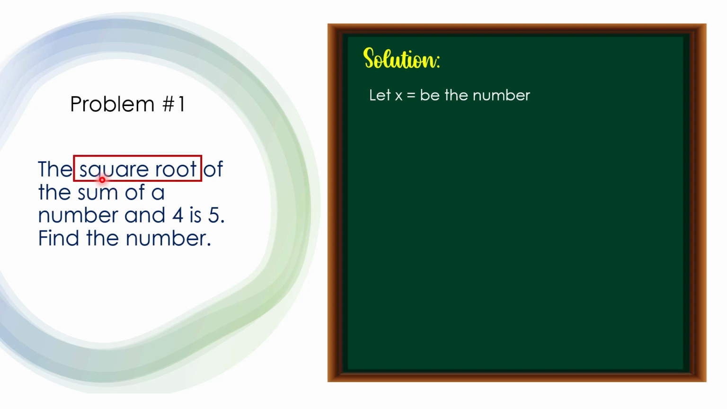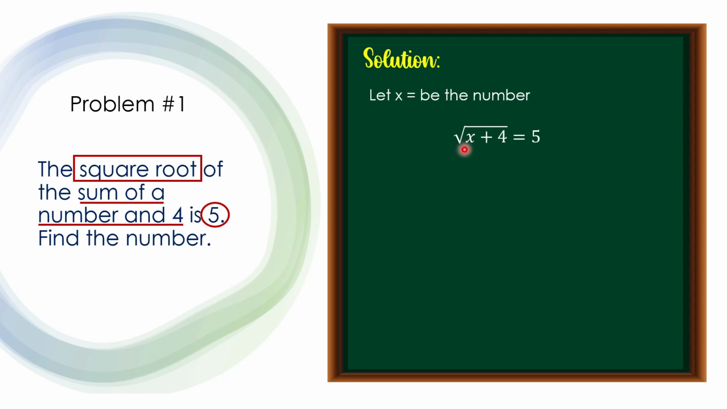So meaning, our radical contains an index equal to 2, in which the radicand will be the sum of a number and 4. And this radical should be equal to 5. So now, our equation will be the square root of x plus 4 is equal to 5. Now that we have our equation, let us apply our knowledge on how to solve radical equations.